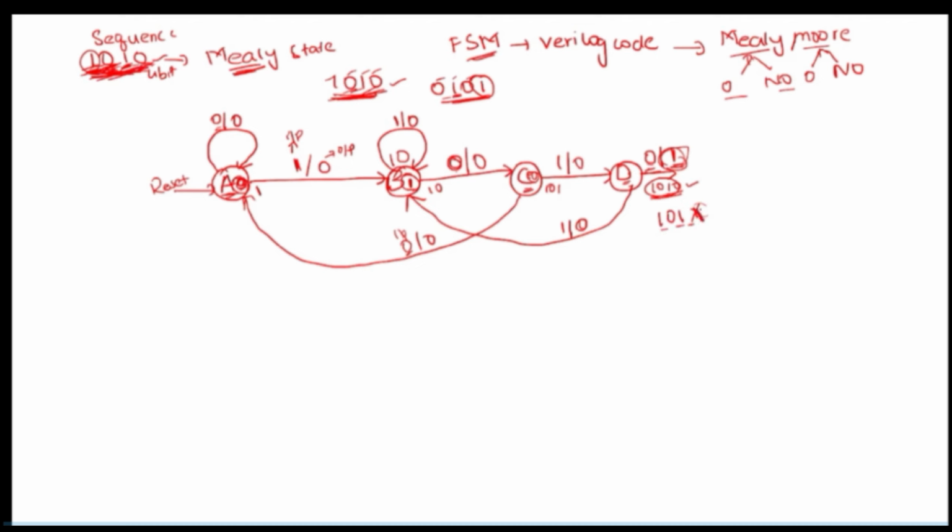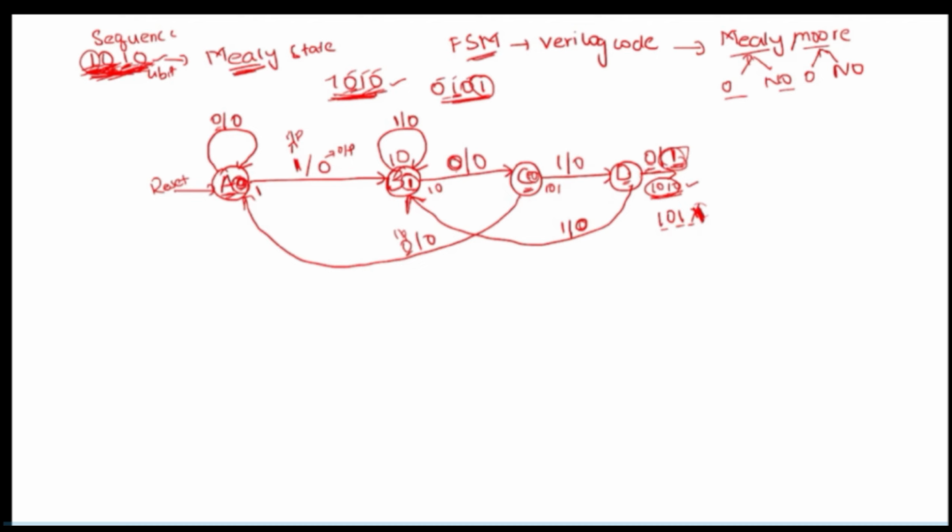But if you are getting 1, it means the sequence is broken here. Since it is broken, it will go to the previous state where the particular 1 state is there, and the output is still 0. Again, from here the sequence will start. Clear? So this is how the sequence is. This is the state diagram of the Mealy machine.